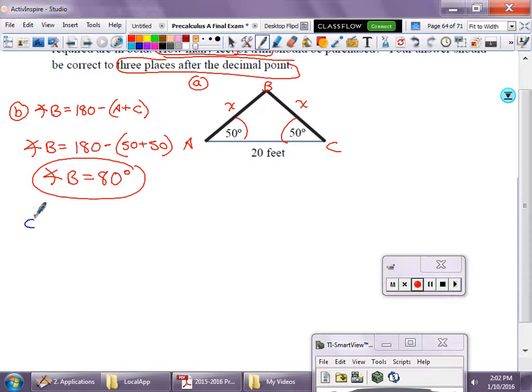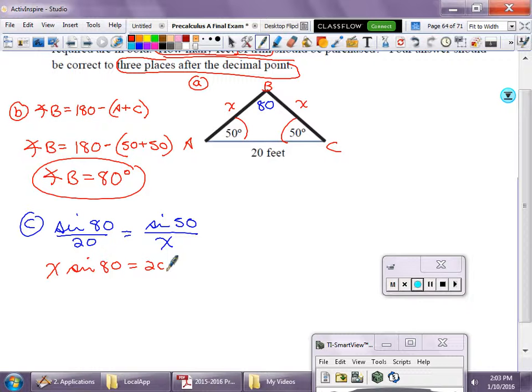We need to find x. So we have x. We have 80. Sine of 80 over 20 is equal to the sine of 50 over x. Cross multiply. x sine 80 equals 20 sine 50. Divide by sine 80 on both sides.